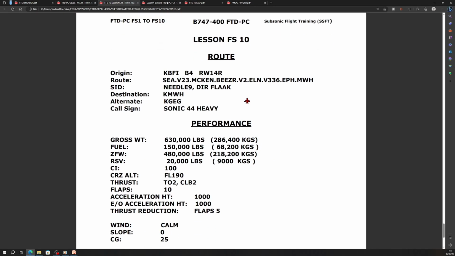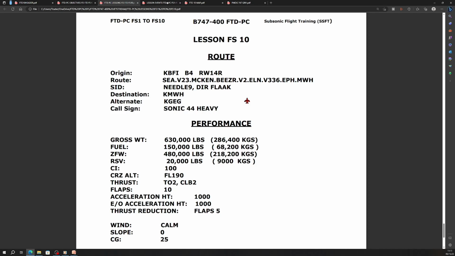Here's our flight plan for lesson 10. We're out of Boeing Field at Bravo 4, runway 14 right. I'll probably do a full cockpit setup, but I'll do it silently, and I'll do it quickly. But since it is lesson 10, we'll take it from the point where we have to do an electrical power up, and then all the way through to engine start and taxi out to runway 14 right for departure. Route of flight will be Seattle, Victor 23 McKean, direct Beezer, Victor 2 Ellensburg, Victor 336 Ephrata, direct Moses Lake.